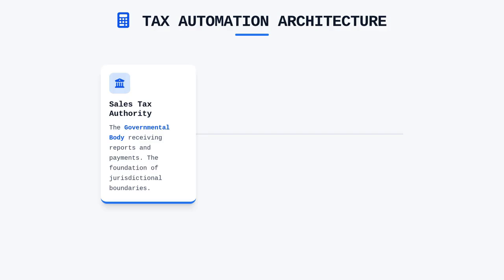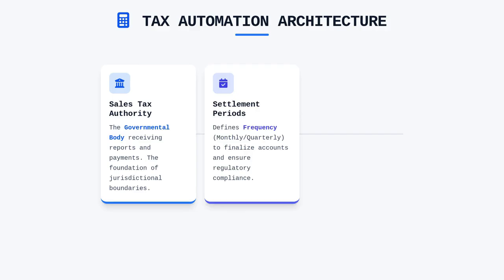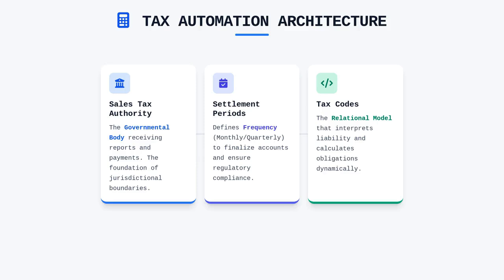At the base of this architecture lies the Sales Tax Authority, which represents the governmental body to which you report and pay taxes. These authorities are linked to settlement periods, which define the frequency, such as monthly or quarterly, at which you must finalize your accounts. You cannot effectively use the tax engine without first defining these jurisdictional boundaries, as they dictate the regulatory logic the system applies during document posting. By understanding the hierarchy from tax authorities down to individual tax codes, you create a system that calculates obligations dynamically without manual intervention.